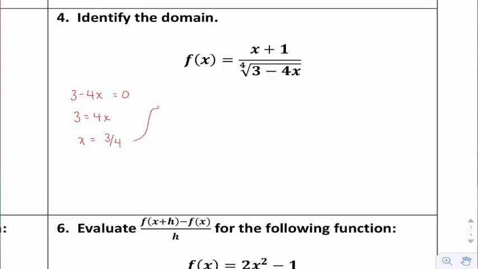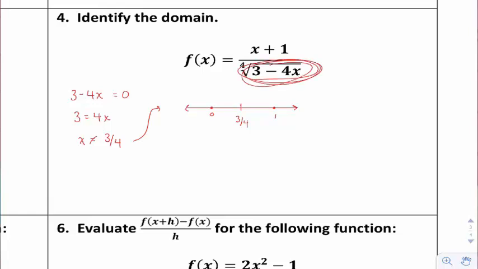So I'm going to take that number. Remember, x can't equal 3/4 in this case. Normally it can, but when it's in a denominator, it's not okay. All right, so I'm going to take my 3/4 and test that point out. I'm going to pick 0 and 1. Now, those are some pretty easy ones to pick. So remember, we're plugging in here.